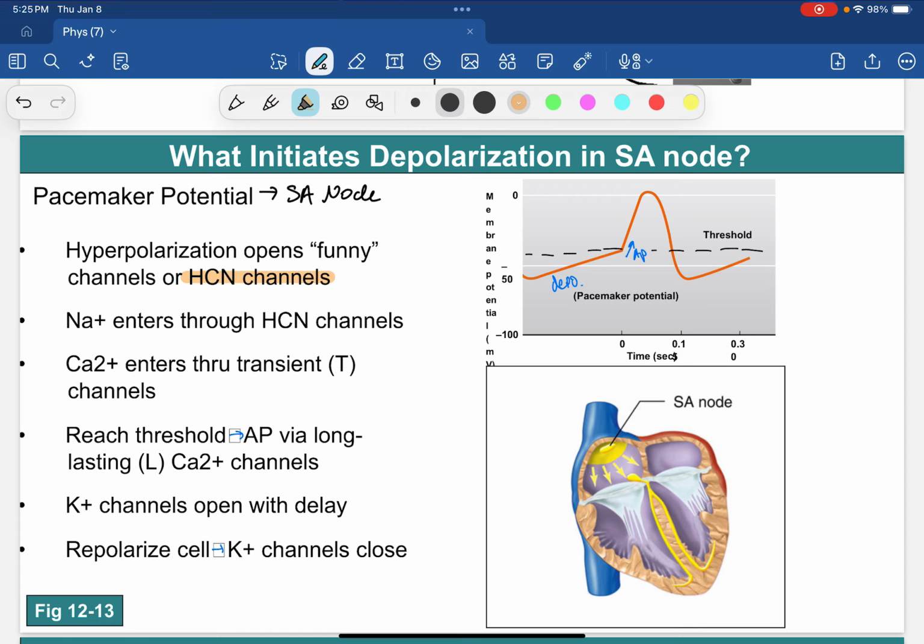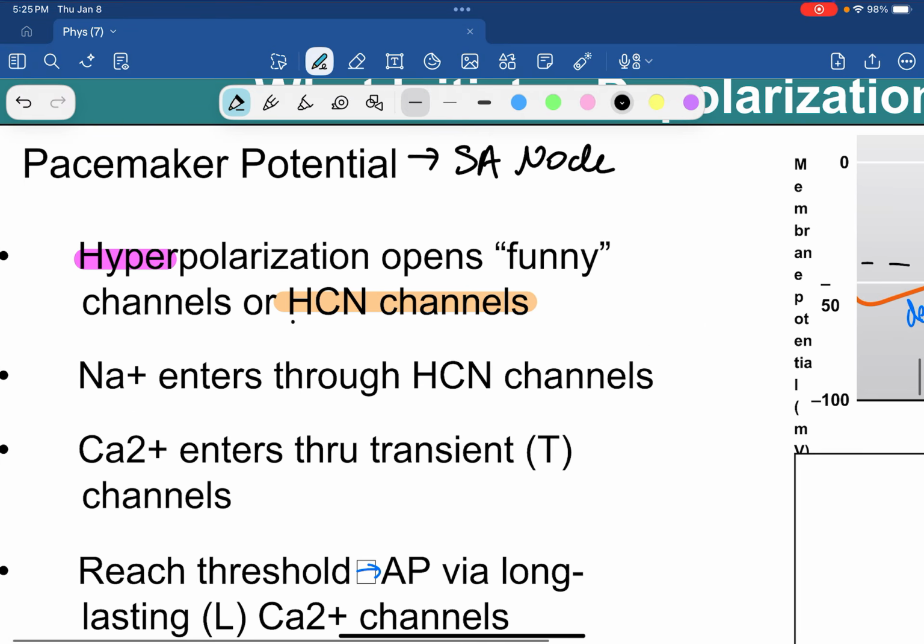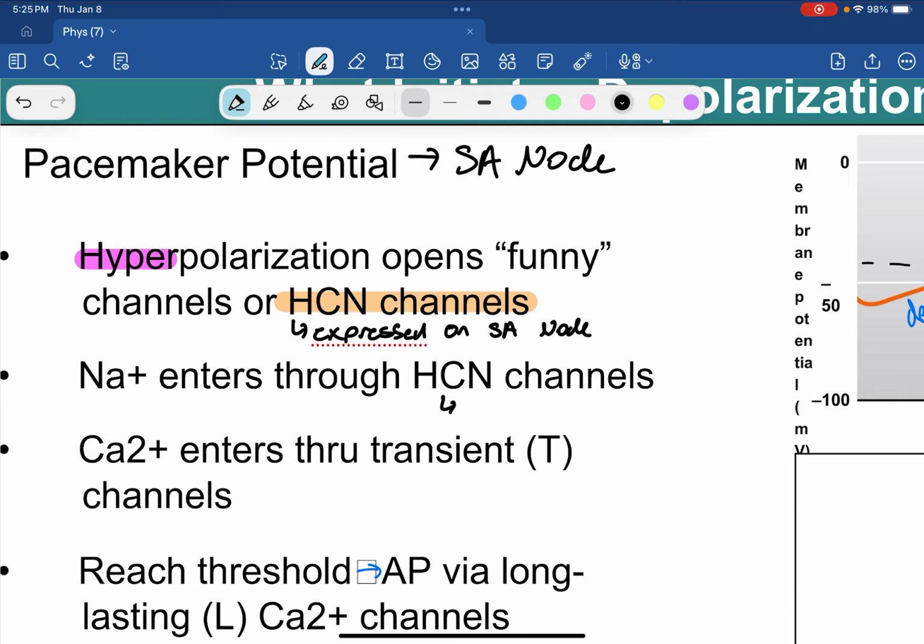So that's important to note that it's not depolarization, which we typically have, but it's hyperpolarization. So once we get that hyperpolarization, then our sodium enters through those HCN channels. And it's important to note that these HCN channels are expressed on the SA node. But when this sodium enters through these HCN channels, then you have a net depolarization.